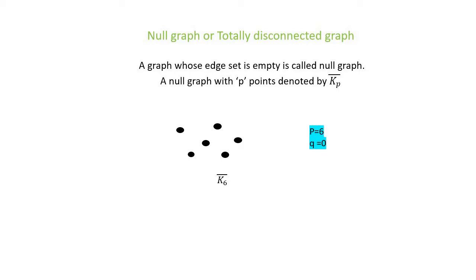Next we see the null graph, or totally disconnected graph. In this graph, the edge set is empty. For example, here 6 vertices are given, with no edges in between. So it is denoted by Kp bar. Our example is K6 bar.